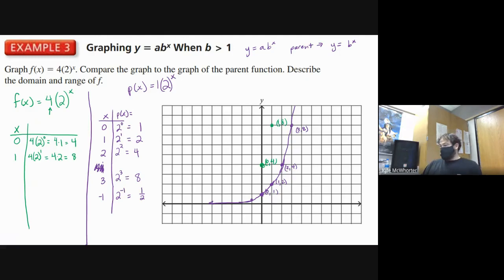If we put it, it looks like it's growing really fast too. Our next point would be way up here somewhere, off the graph. So we need to check maybe a -1. That would be 4 times 2 to the -1 power. 2 to the -1 power is 1/2. So this is 4 times 1/2, and half of 4 is 2. So we get the point -1, 2.